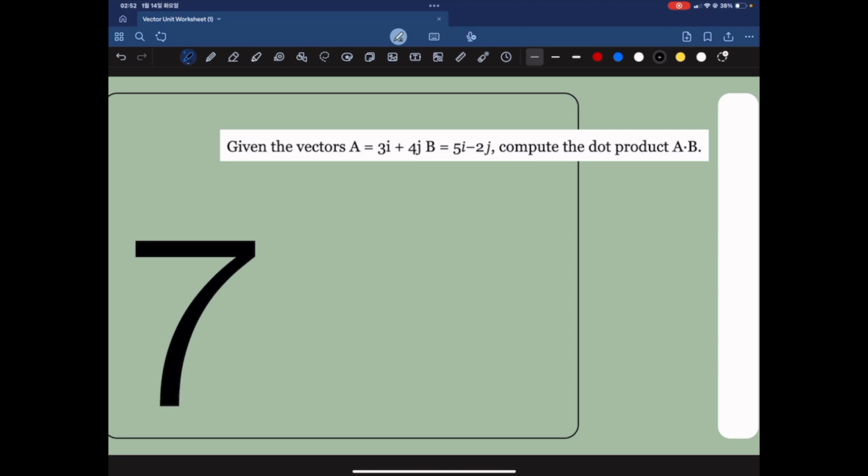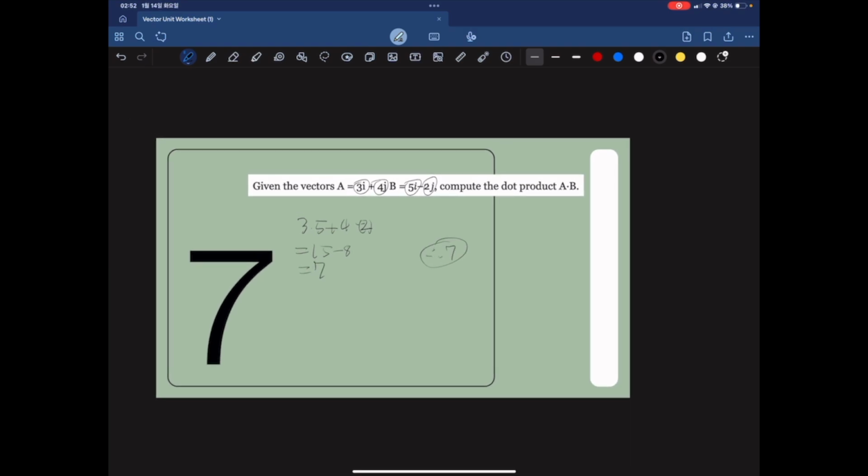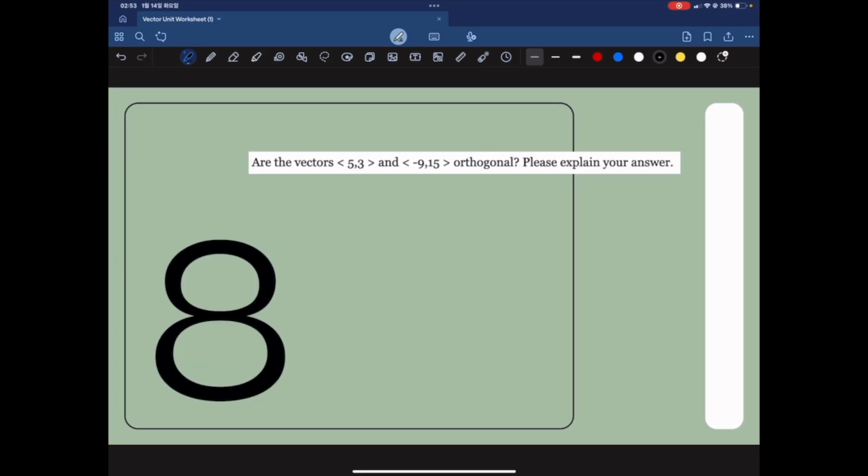Next question. Given the vectors a equals 3i plus 4j, b equals 5i minus 2j, compute the dot product a times b. How do you do this? First, this is the x, and this is the y. So you simply do 3 times 5 plus 4 times -2, which equals 15 minus 8, which is 7, and that is our dot product. Simply memorize this kind of problem.